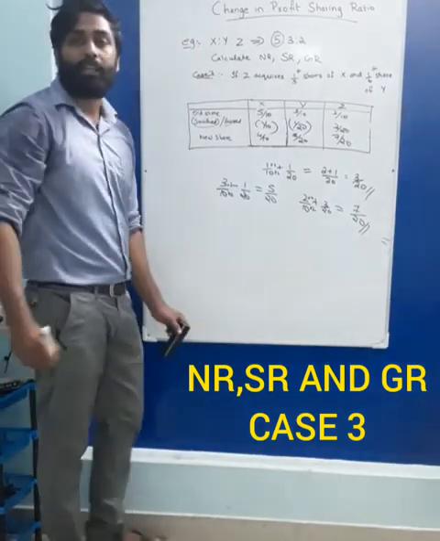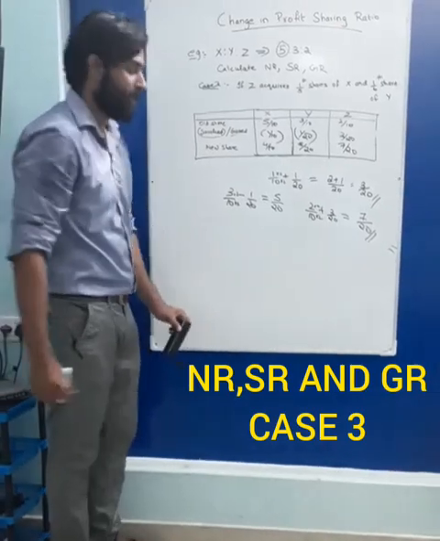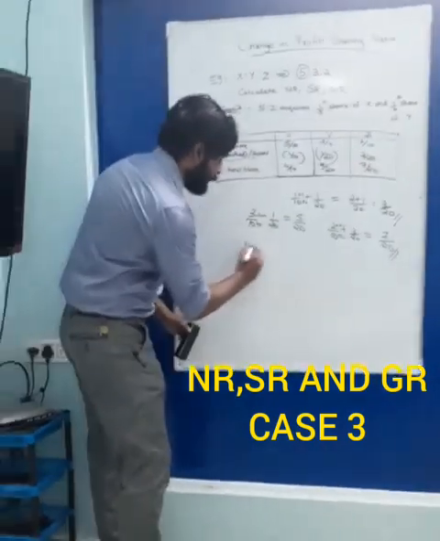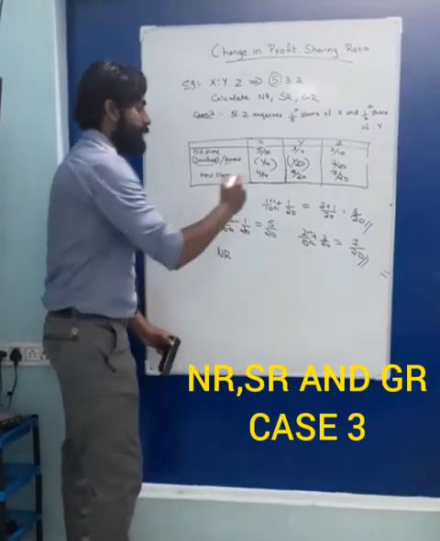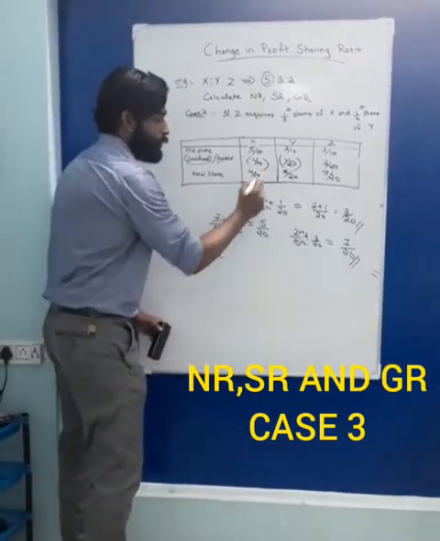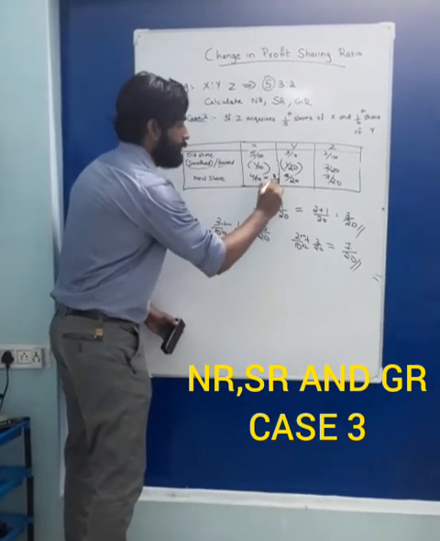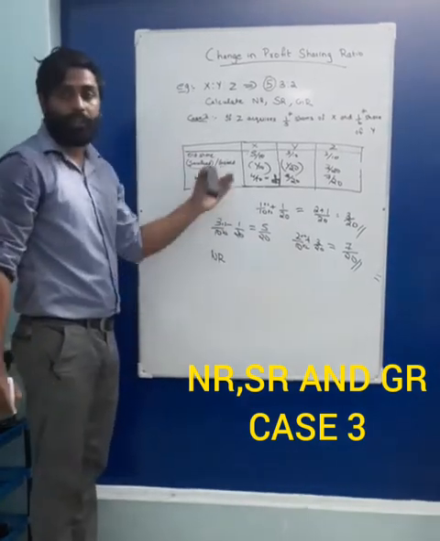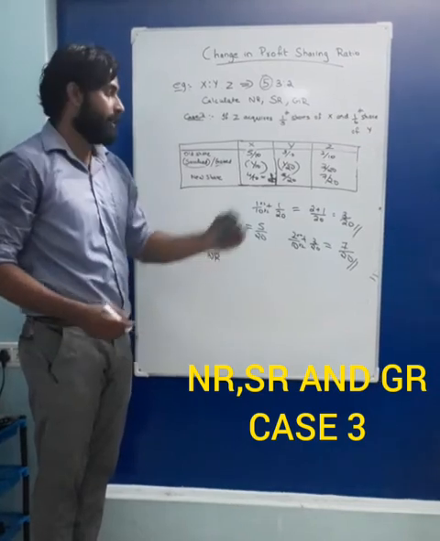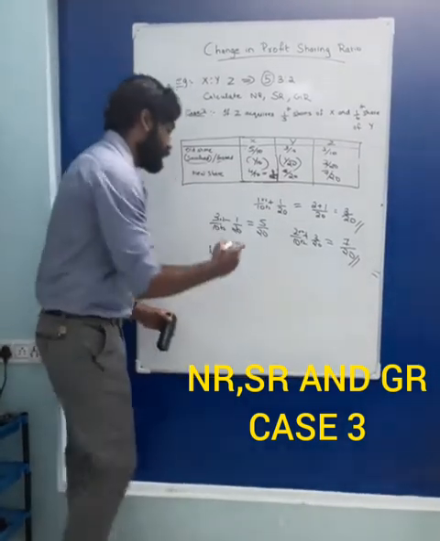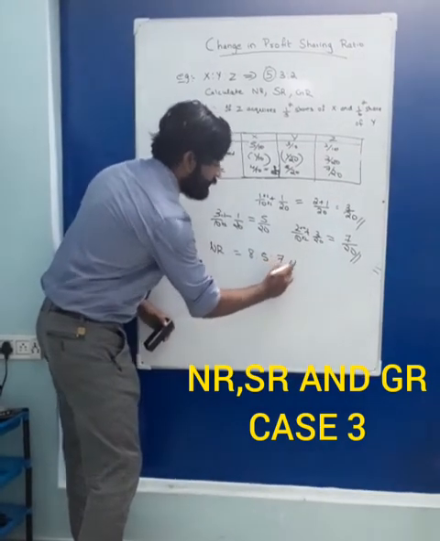To calculate the new ratio, we have to make the denominators of all the three partners the same. So the new ratio will be here. The denominator for X is 10, so we have to multiply numerator and denominator by 2. It becomes 8 by 20. So the share of X is 8 by 20, Y is 5 by 20, and Z is 7 by 20. So the new ratio is 8 is to 5 is to 7.